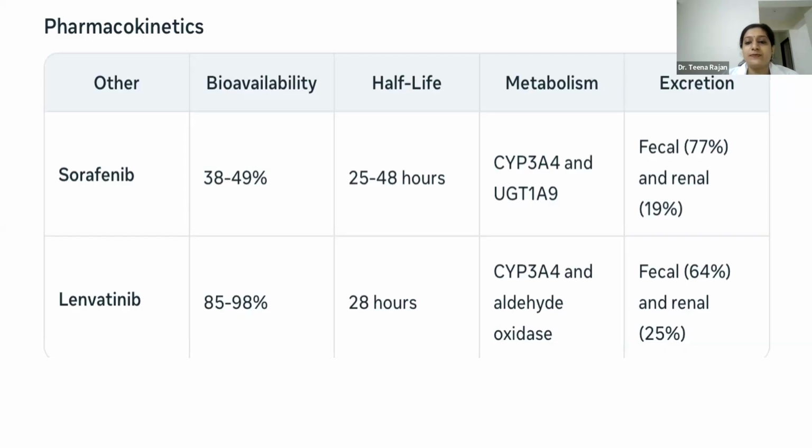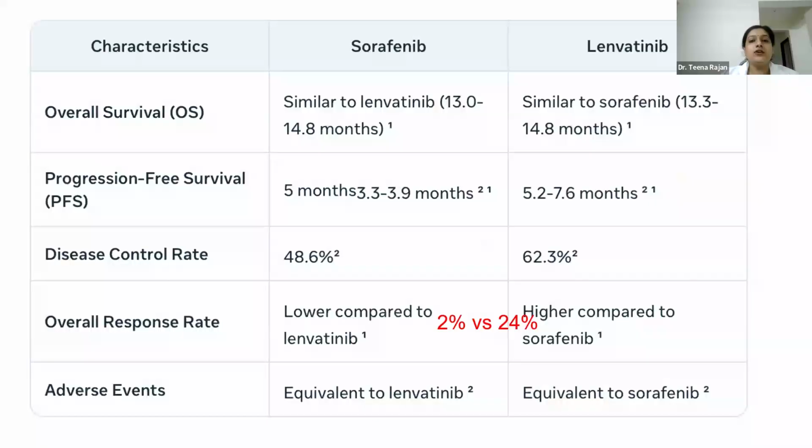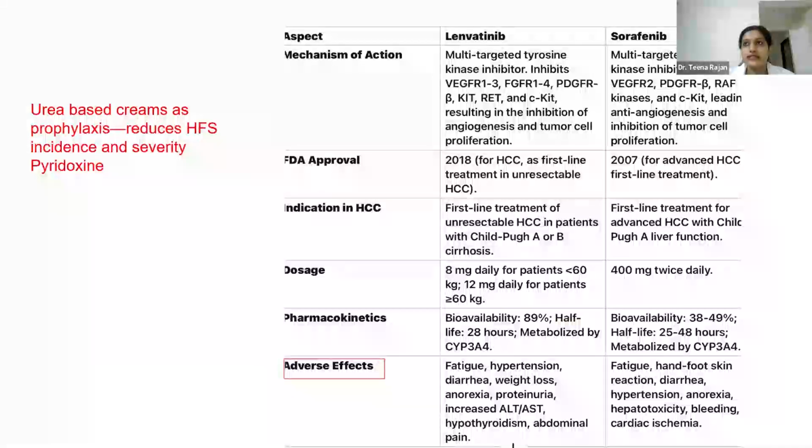Both are metabolized by the CYP3A4 mechanism, so you should be very careful in using drugs with CYP3A4 inhibitors as well as inducers. Now, coming to the efficacy comparison between sorafenib and lenvatinib, there is not much overall survival benefit, but there is an increase in progression-free survival, disease control rate, as well as overall response rate with lenvatinib. Toxicity-wise, the incidence and severity are almost the same, but the profile is different. With sorafenib, patients will more often have hand-foot skin reaction, diarrhea, etc. With lenvatinib, patients may complain of hypertension, bleeding manifestations, diarrhea, and hypothyroidism.